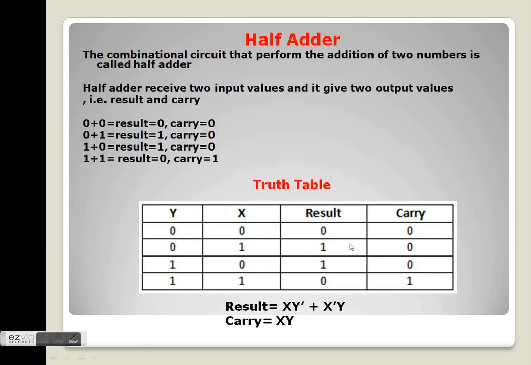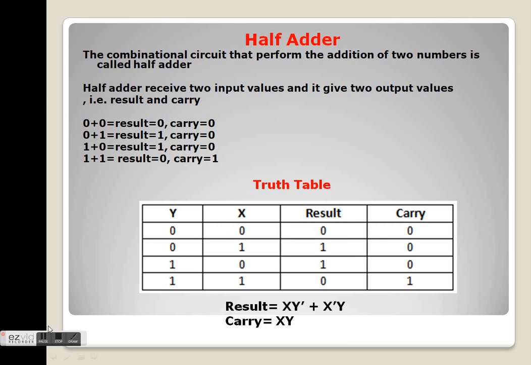Students, now let's understand what a half adder is. A half adder is a combinational circuit that performs the addition of two numbers. Students, we have learned how we can add two numbers in a computer. We have already learned that binary 0 plus 0 is equal to 0, binary 0 plus 1 is equal to 1, binary 1 plus 0 is equal to 1, and binary 1 plus 1 is 0 with a carry of 1. Now we are going to represent this logic with the help of a circuit, and this circuit is known as the half adder.